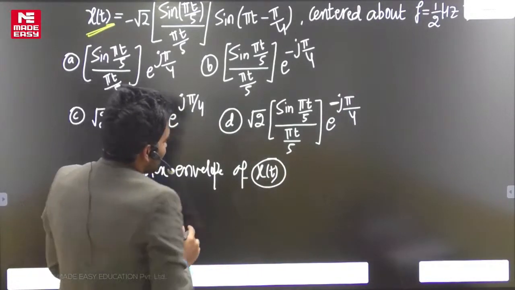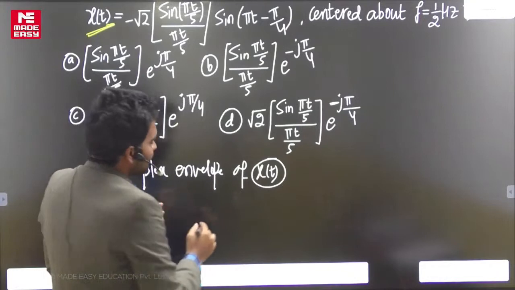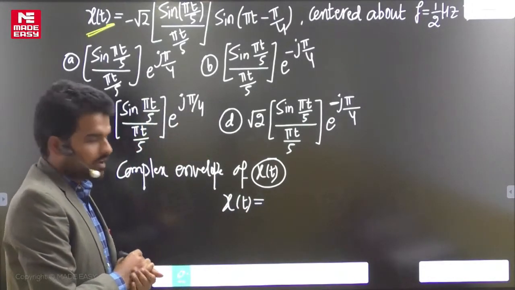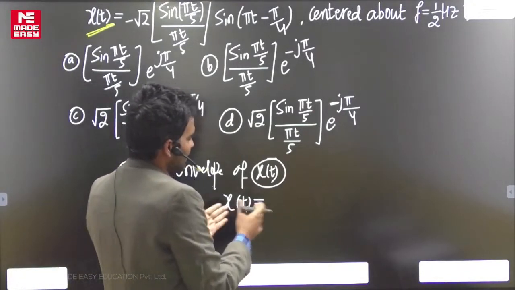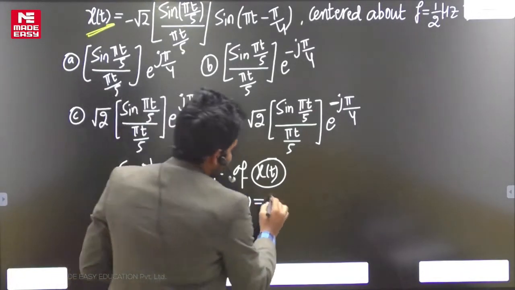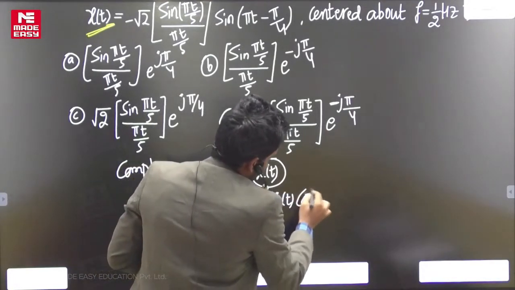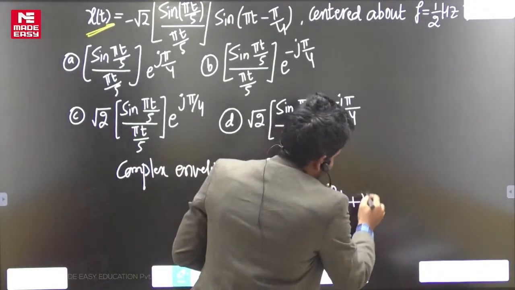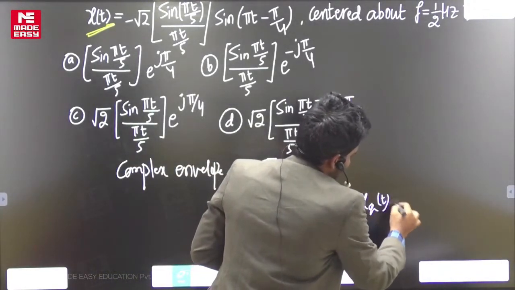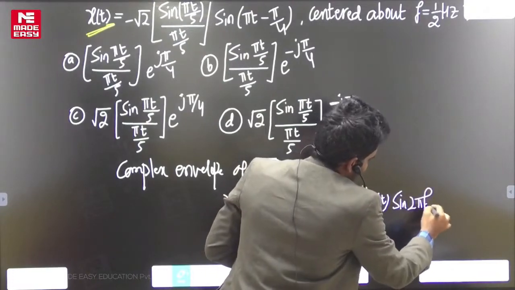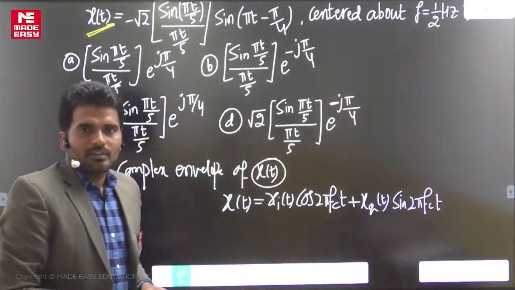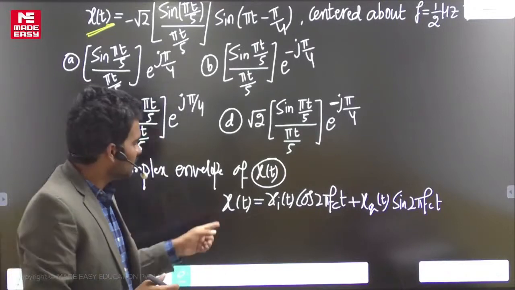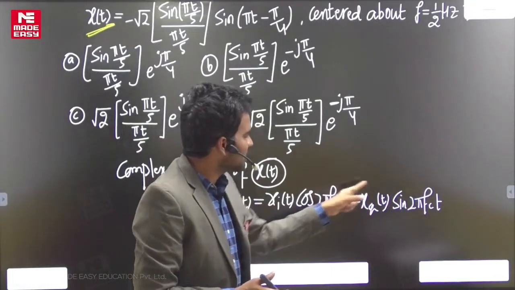To find the complex envelope of a bandpass signal, first you have to write that signal x(t) in this form. You have to write the signal as a combination of cos and sine terms. So that is xi(t) cos 2 pi fct plus xq(t) sin 2 pi fct. Yes students, to find the complex envelope of the given signal, first you have to write that signal in this form.